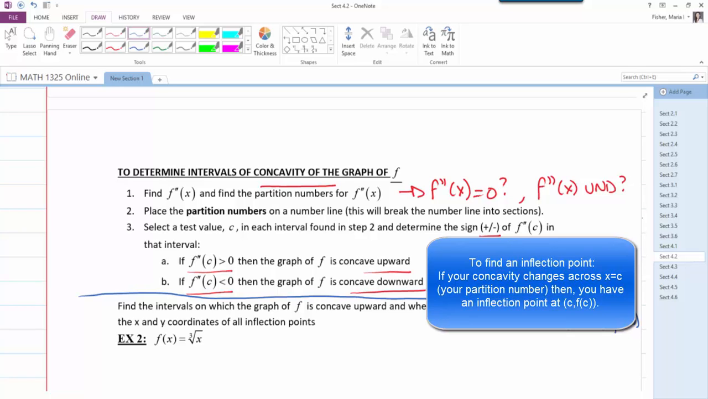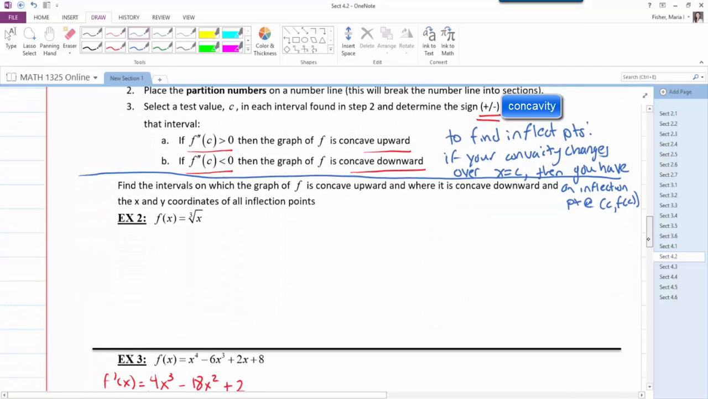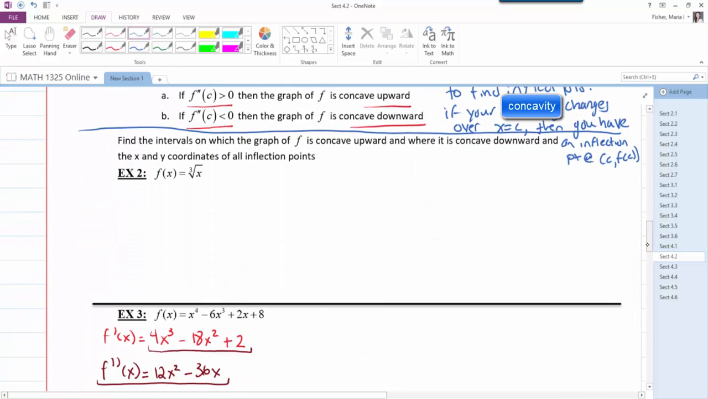So let's look at example number 2. Example number 2 says find the intervals on which the graph of f is concave up and down and the x and y coordinates of all the inflection points. So let's start with finding that second derivative, which is our first step here.